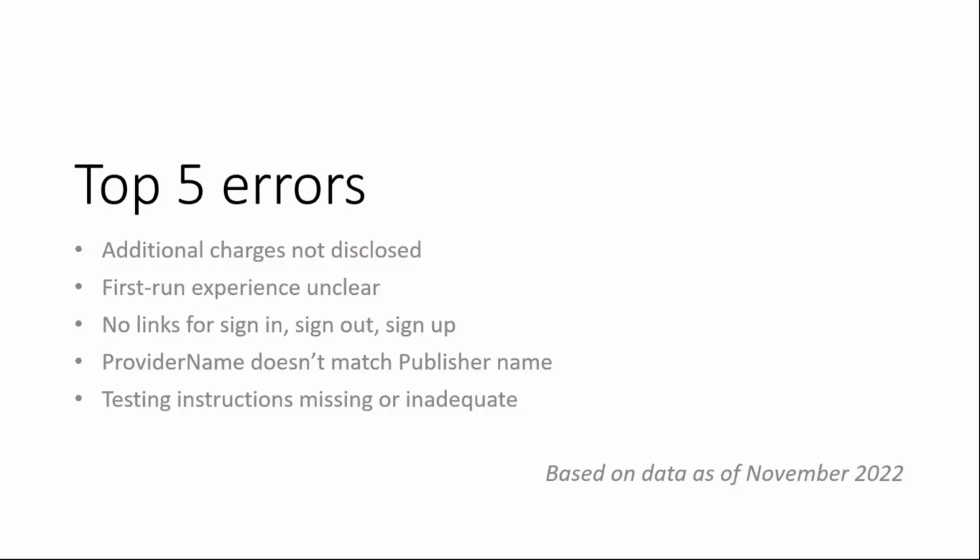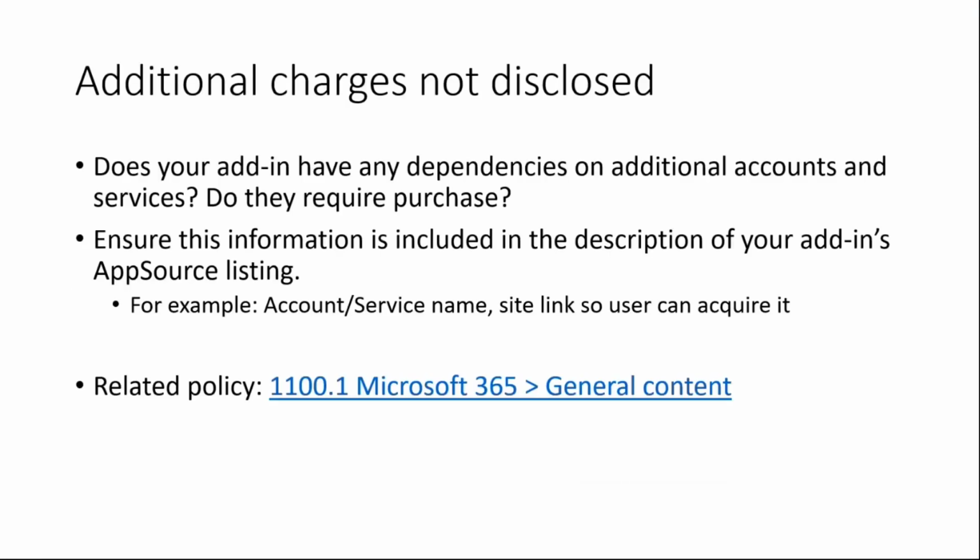So I don't know how many of you actually submit to AppSource. And so we hope that this is really useful information to the community. The 5 top errors are usually these 5. Additional charges are not disclosed to users. The first run experience is unclear. Sometimes we've seen things where it just says sign in. It doesn't say what the add-in does, anything like that. There are no links for sign in, sign out, or sign up. The provider name doesn't match the publisher name, and the testing instructions are missing or inadequate for the reviewers to go through. So let's dig into them a little more.